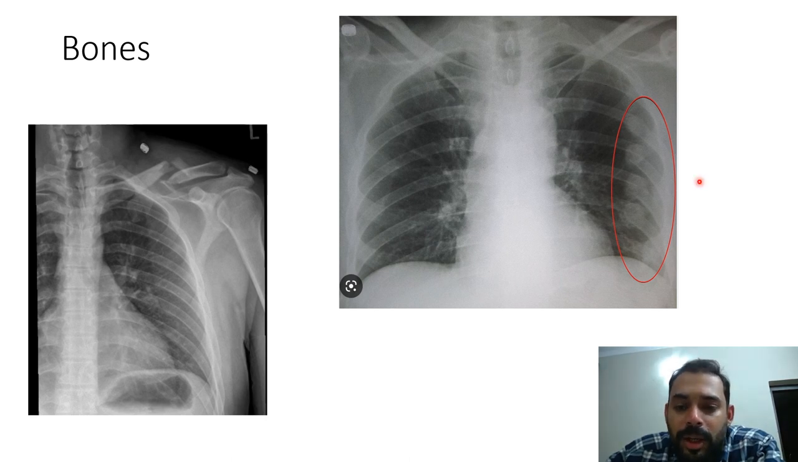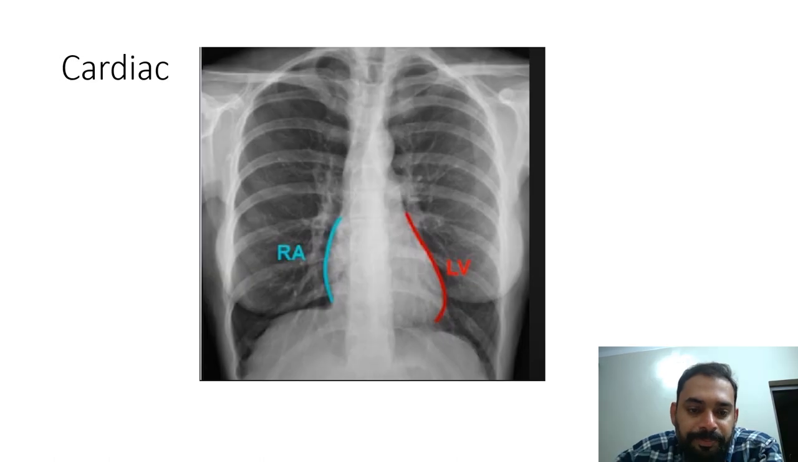Now coming to the second part of B, which is also bones. Here you have to look at the bony cage. You have to look whether there are extra cervical ribs. You have to see whether there are any fractures. If you see it here, you can see a left-sided clavicular fracture. You can see multiple rib fractures. So the bony cage also has to be assessed when we read chest X-rays.